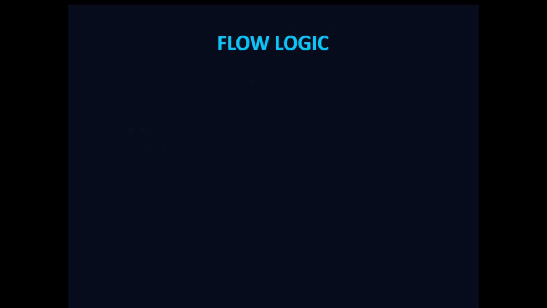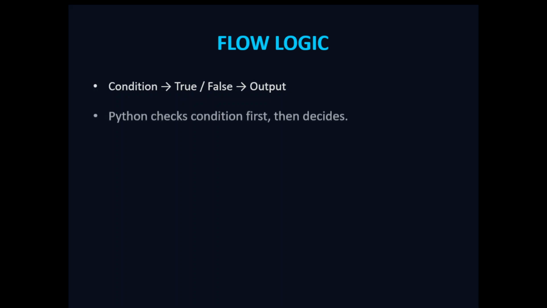Now let's check how the logic flows. In Python, first it will check for the condition. If the condition is true, based on that it will execute a statement. If it is false, and you have an else block, it will go to the else block. If you don't have any else block, it might go to the next step in the program. If you don't have any next step in the program, it will exit the program.